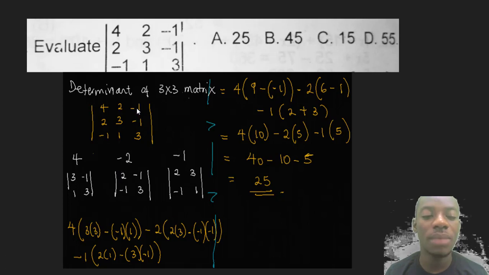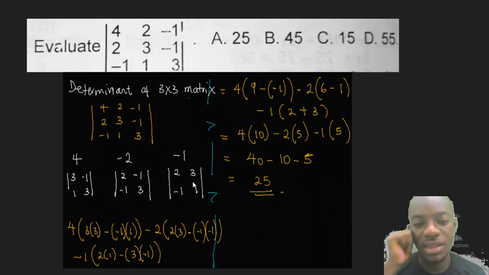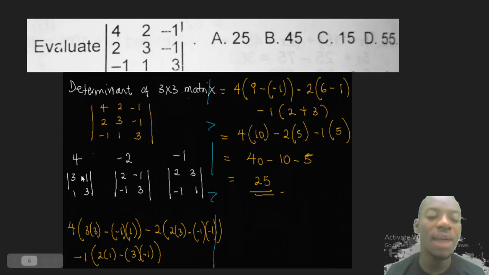The last one is minus 1. Don't use the one under the same column. Don't use the one under the same row. Use the ones that are not there. That's 2, 3, minus 1, 1. And that's what we have in this place. And that's what we have around.